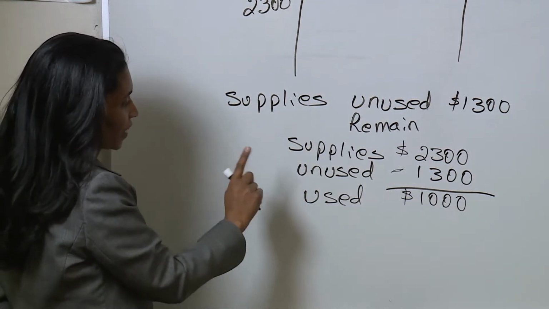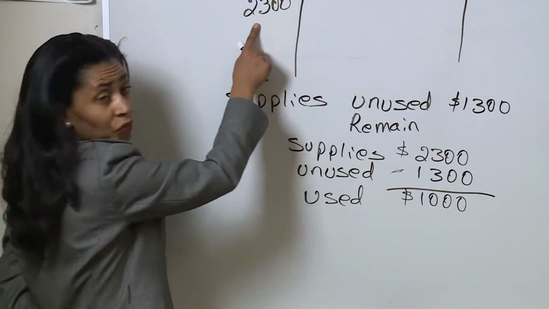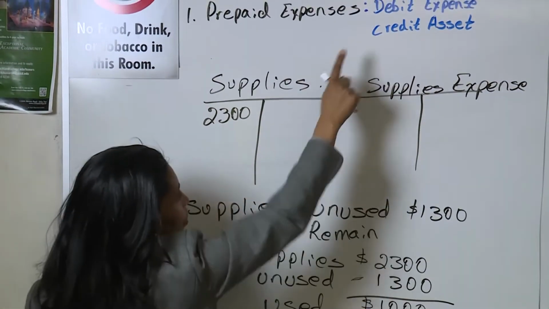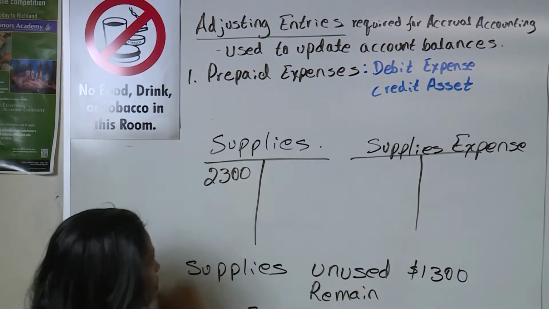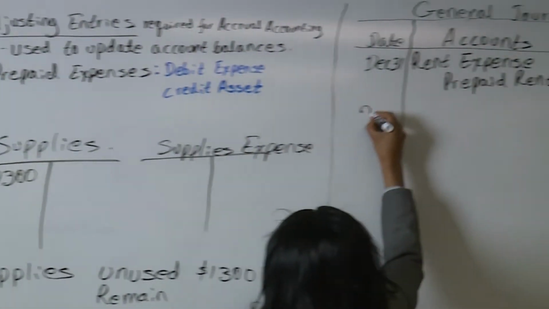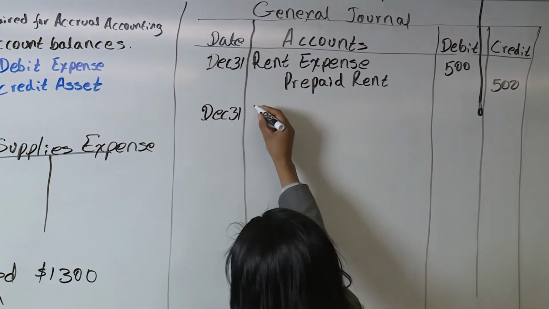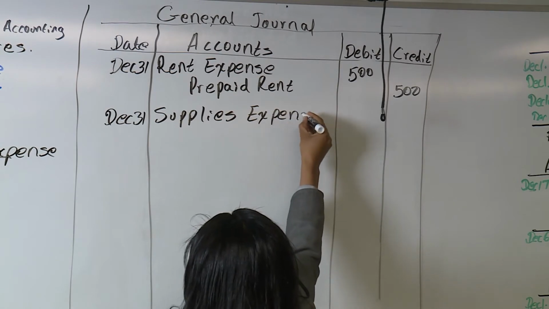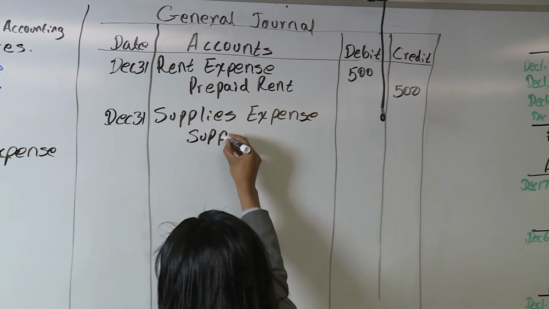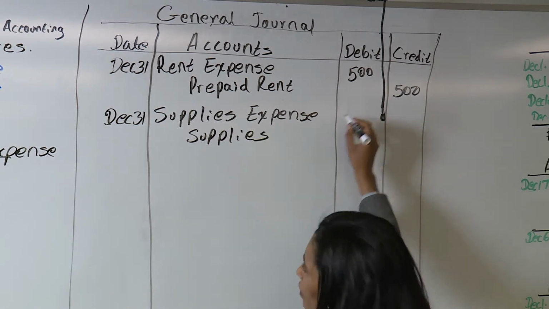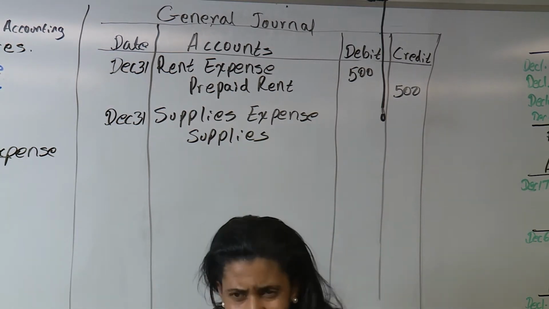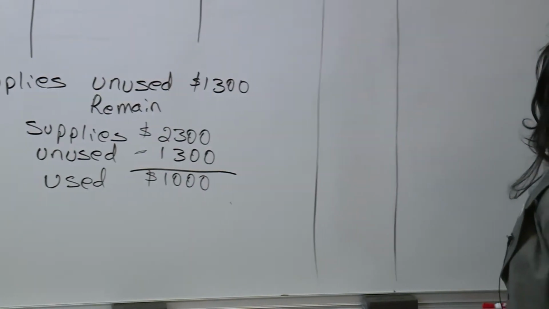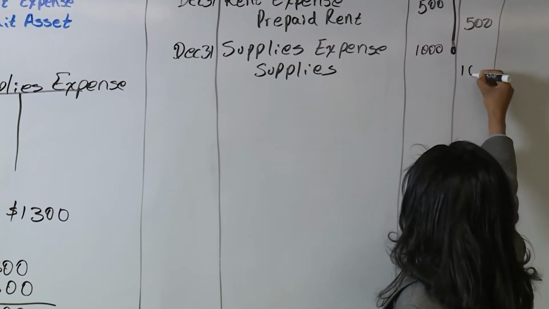What I do is take this amount out of my asset account and put it in my supplies expense account. So I debit supplies expense and credit supplies. To journalize, I come here and say December 31st, debit supplies expense and credit supplies by the used. Remember, don't use the unused. That is what you want to keep in the supplies account. This is the used amount, and that's what I'm going to journalize here.